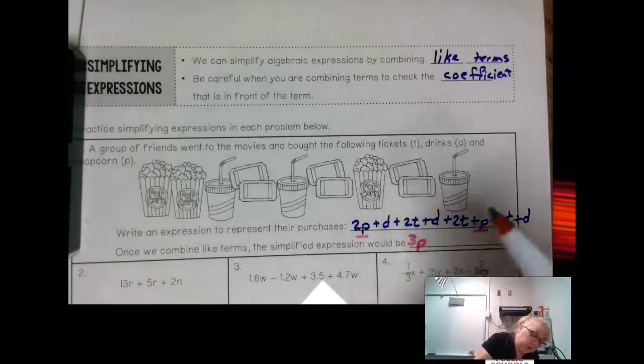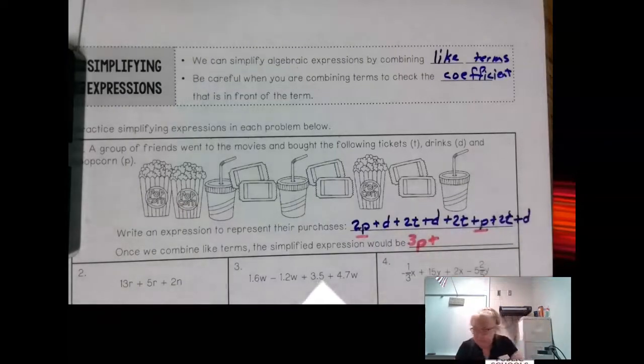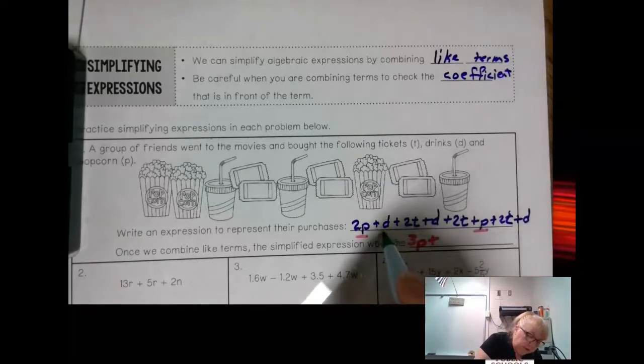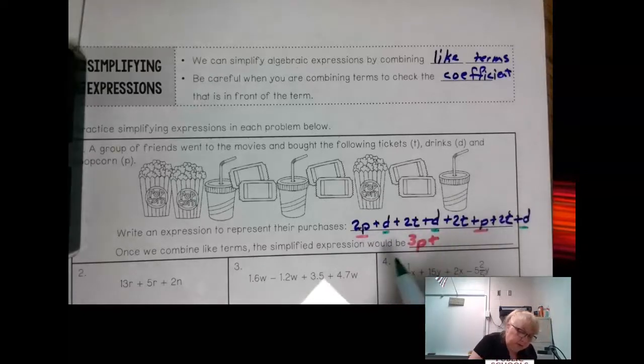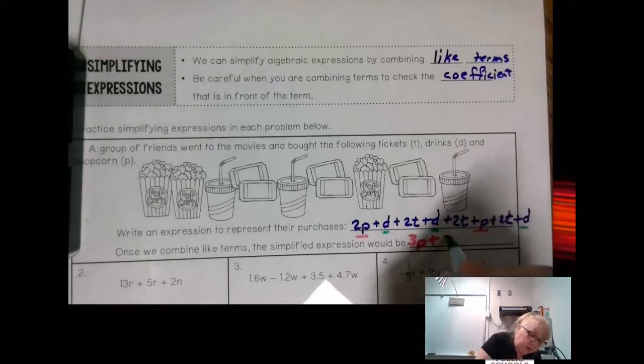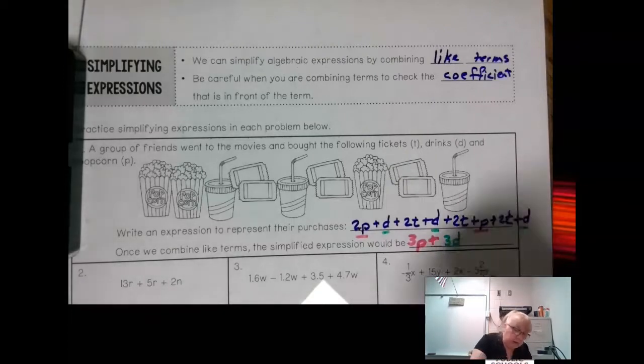Everything's addition, so we're going to say plus next to that. Then we have some d's. Let's see, there's a d, there's a d, there's a d. How many d's do we have? 1, 2, 3 d's, so plus 3d. Because if we don't have anything written in front of that, we call it a 1, because there's only a 1d there. Okay, and then I can write plus.